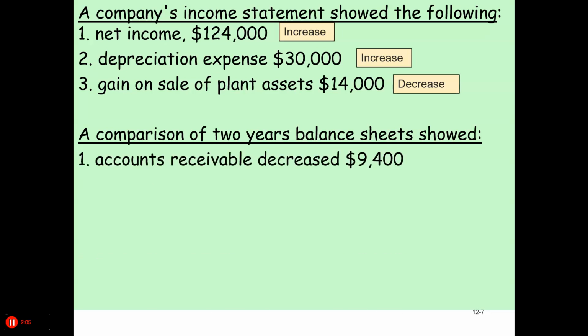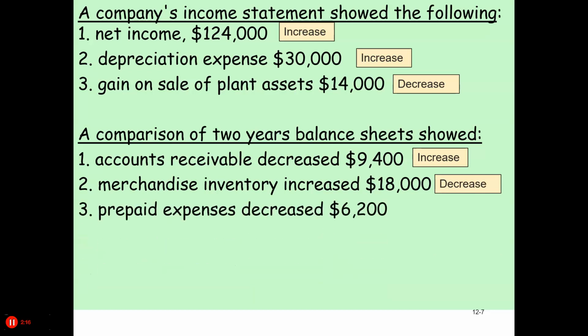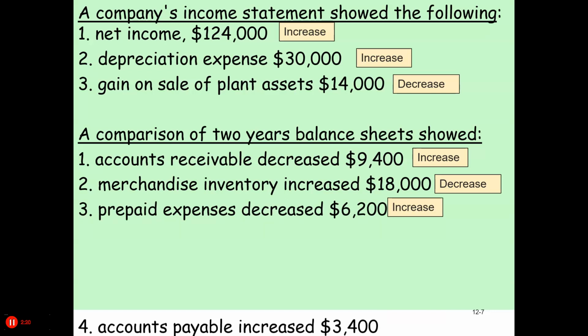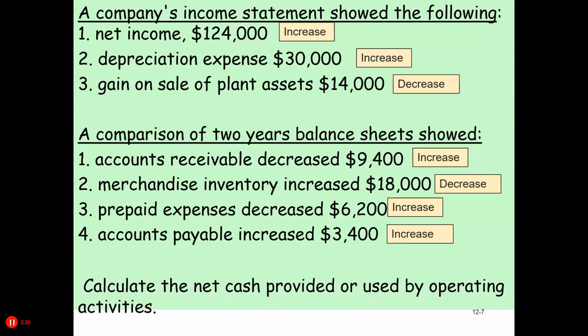Accounts receivable decrease, that would increase our cash flow. Merchandise inventory increased, that would decrease our cash flow. Prepaid expenses decreased, we'd have to increase our cash flow. Accounts payable increased, it increases our cash flow. We now can calculate cash provided or used by operating activities.